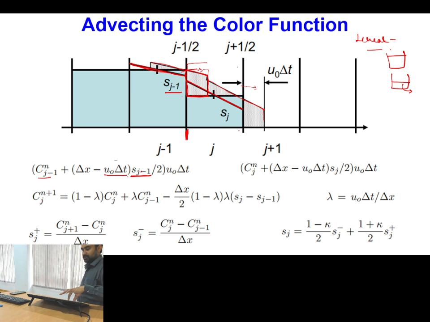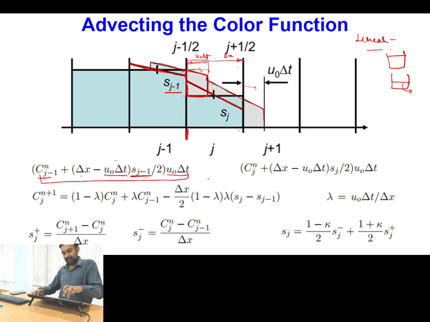Is this point clear? So total cell length is delta x, this much is u naught delta t, and if I consider that Cj minus 1 was the full length, then it will be Cj minus 1 n plus delta x minus u delta t. This particular portion I am taking minus with this slope Sj minus 1. All are clear with this idea? Now, after that I am multiplying it with how much distance we have moved, that is u naught into delta t. So this is a simple mathematical equation.